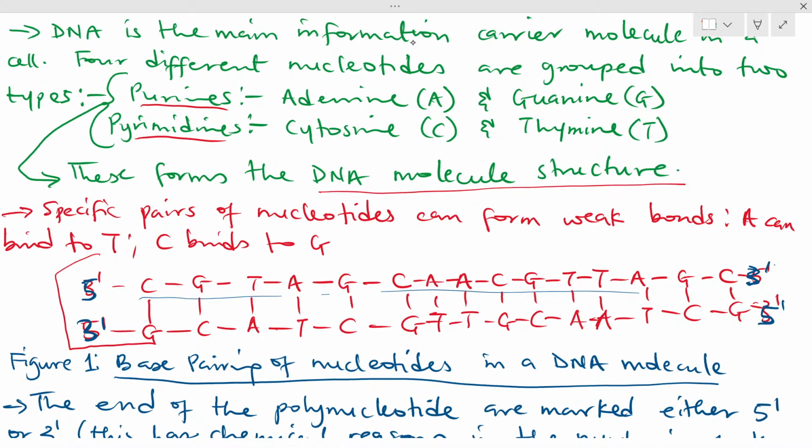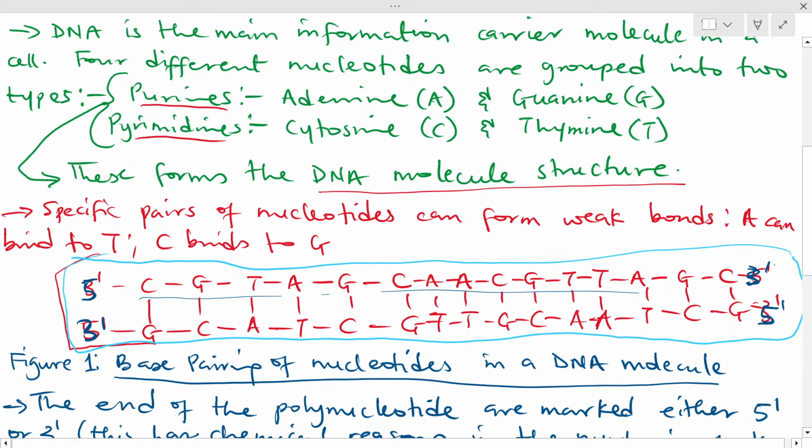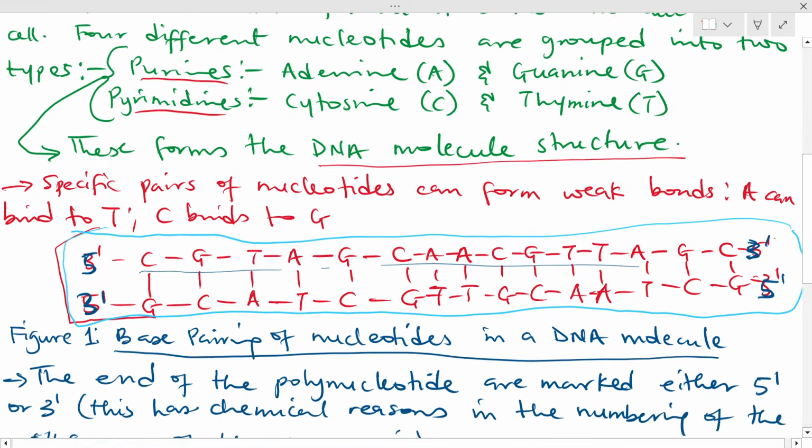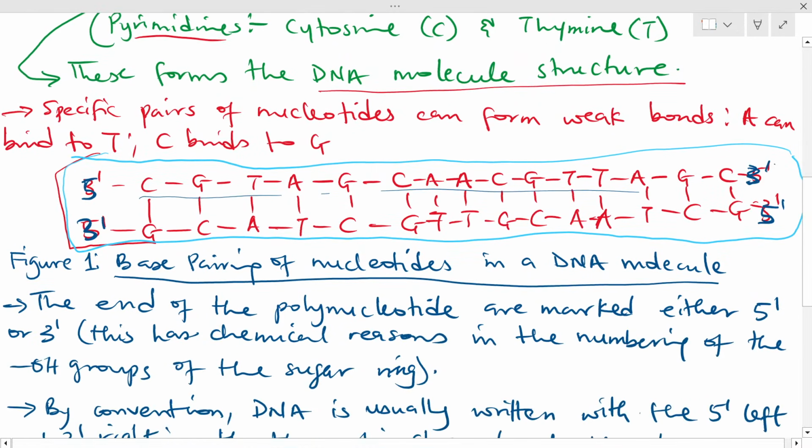Let me change the color here for emphasis. So this is the base pairing that you see right here. It begins from the 5 prime to the 3 prime, and the 5 prime end is what starts it. So this figure here shows this base pairing.